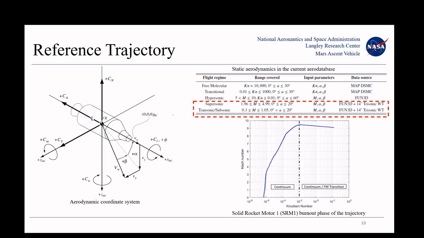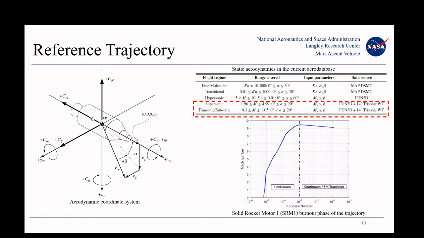And the key parameters here are alpha and beta. These are normal inputs from the equations of motion from the simulations. They are inputs into the aerodynamic database, and from alpha and beta and Mach number and Knudsen number, these are general inputs that call out the static forces and moments at different flow regimes.